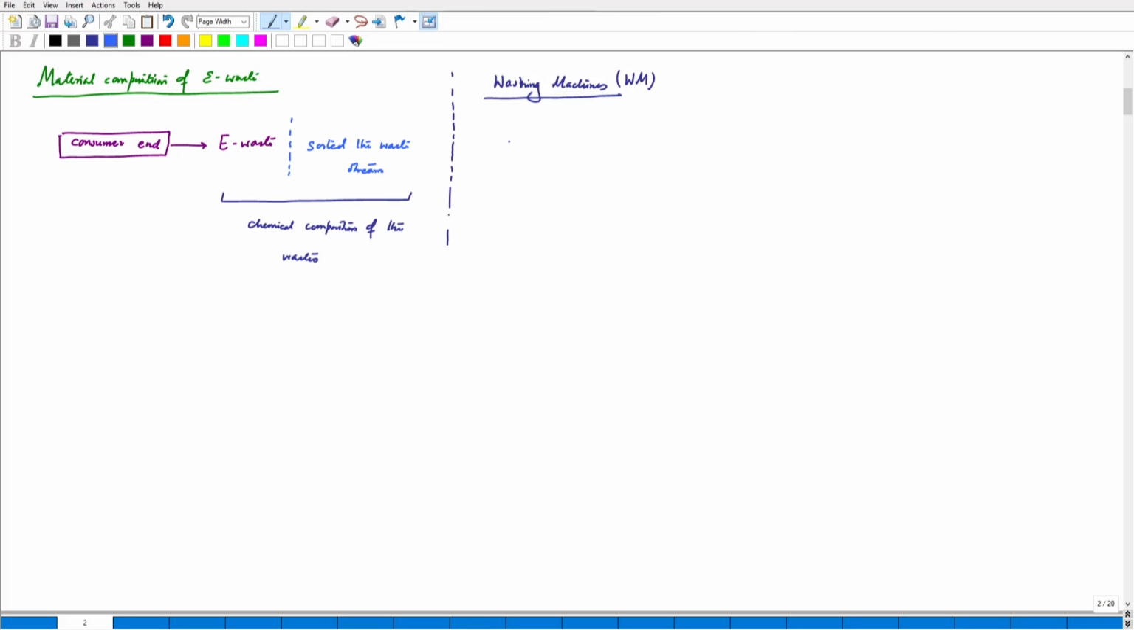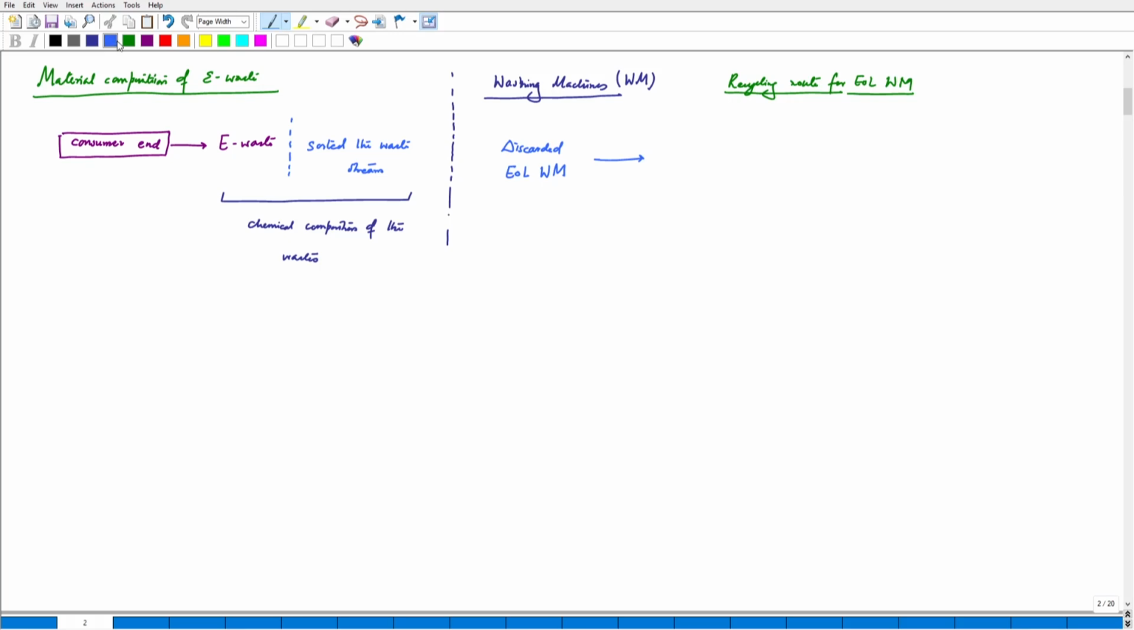Now, so we have discarded end of life washing machines. So EOL is basically end of life, WM is washing machine. So we have a discarded washing machine, and then how do we basically recycle? So this is basically a recycling strategy or recycling route for EOL WM, end of life washing machine.